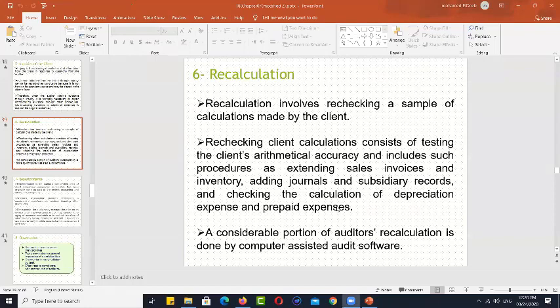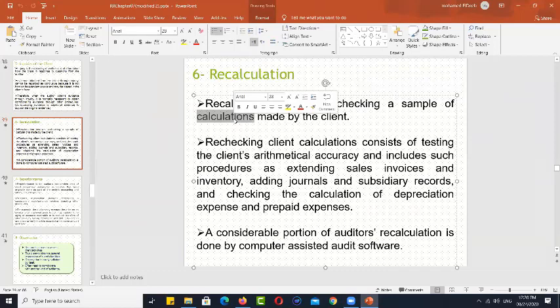So here I have to take into consideration that some of the evidence are to be used concurrently. Re-performance means I'm redoing the procedure once again, and while I'm doing re-performance I am recalculating the numbers. So recalculation talks about rechecking a sample of calculations. We are talking about arithmetical accuracy.